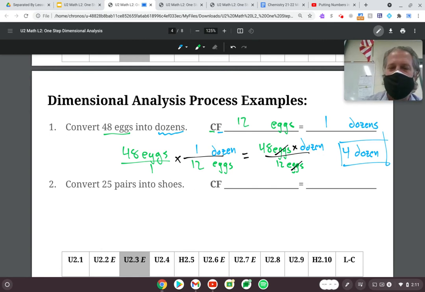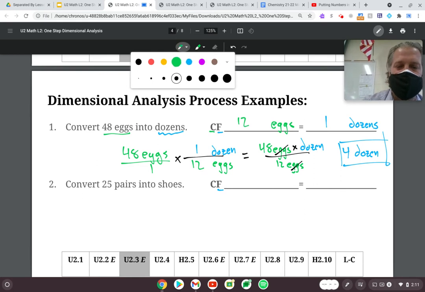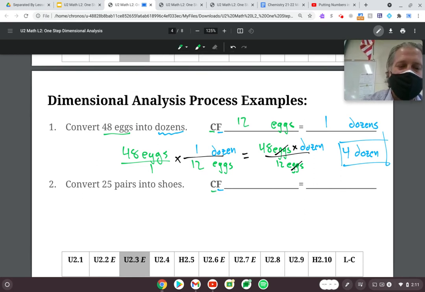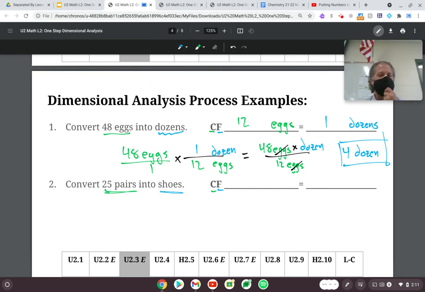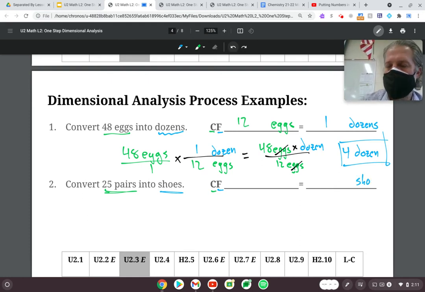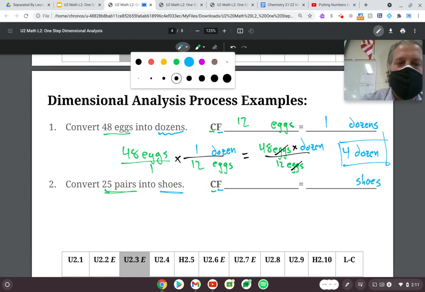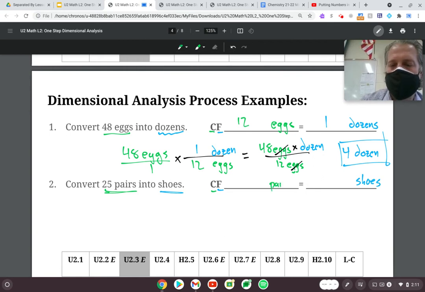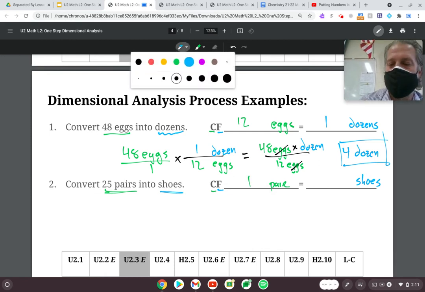Another example that might feel comfortable to us is the relationship between pairs and single number of shoes. In this one, we have 25 pair, and we're trying to figure out how many shoes that actually is. So we need to know the relationship between shoes and pair. And here we know that 1 pair, hopefully, is equal to 2 shoes.